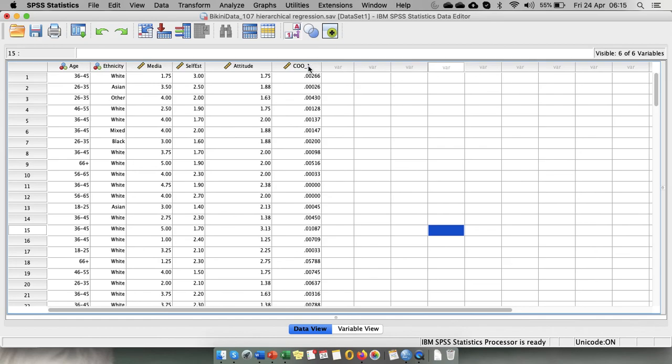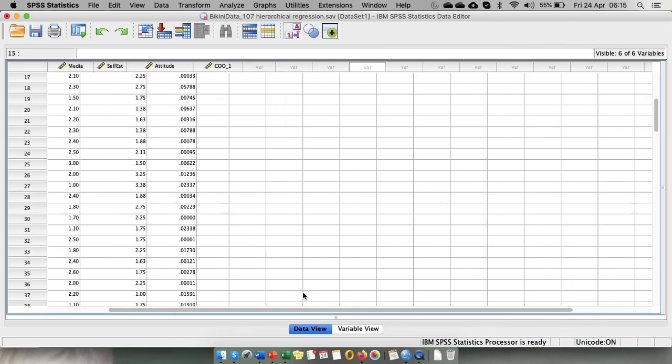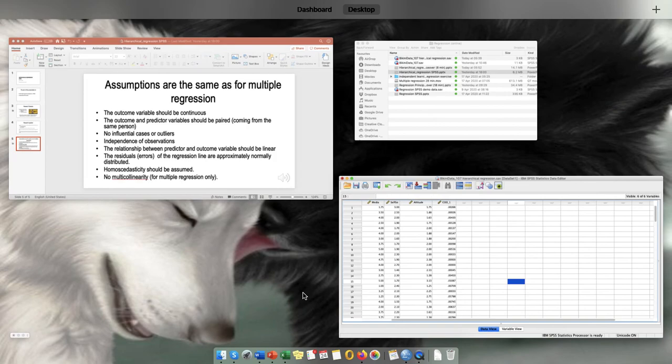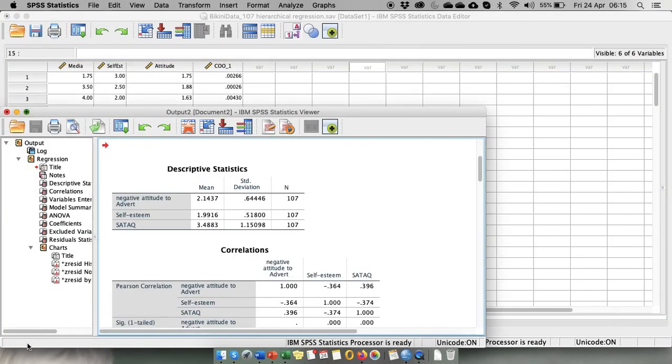So the Cook's distance has been computed, but I can't see my output. On Macs, sometimes SPSS hides the output and there is no way of seeing it. There we go, that's the output.